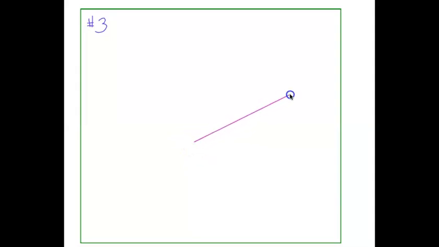I'm going to draw a ray, and then I'm going to draw another ray, and they have the same beginning point. So let me mark my point right here. They both start right here. And we know they're rays because I'm drawing an arrow at the end to show that they go on and on forever. But what we're learning about on this one is called angles.